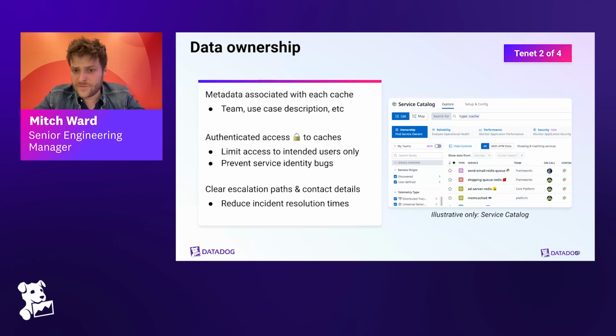On the right here, we have an illustration of the Datadog service catalog, but we really use this internally. For every cache that we operate, there's an entry in the service catalog, which includes the team that owns it, who's on call for it currently, Slack contact details, and so forth. And this is just really important, so that if something goes wrong, we know who to reach out to, and it can help us reduce the resolution times for an incident.